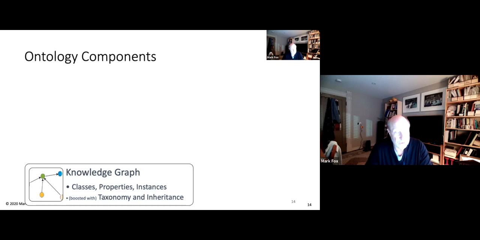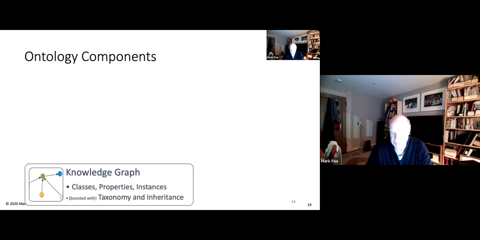With that knowledge graph, not only can we identify classes and properties and instances, where the properties are the arcs, the classes and instances are the nodes. We also have some special properties in the knowledge graph. We have the special property of something being a subclass of something else. A dog being a subclass of animal, a human being a subclass of mammal. So with the subclass of relationship or property, we can create taxonomies and we can define inheritance of properties from one class to another based upon their taxonomic relationship.